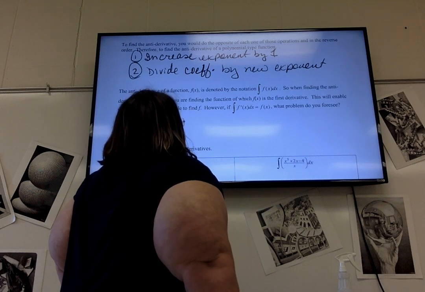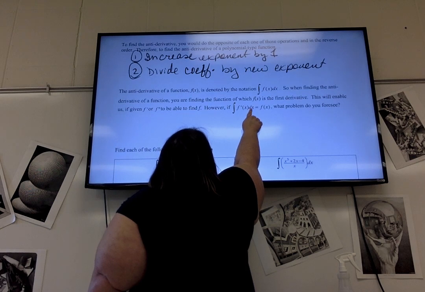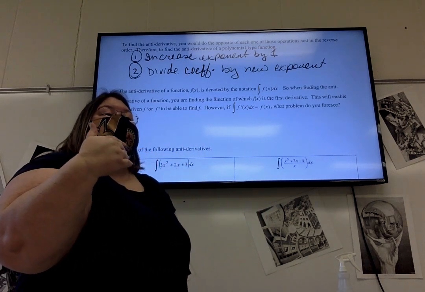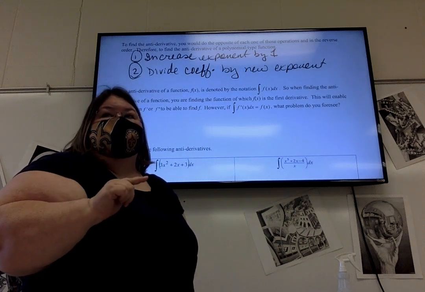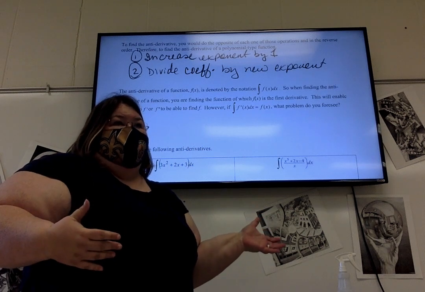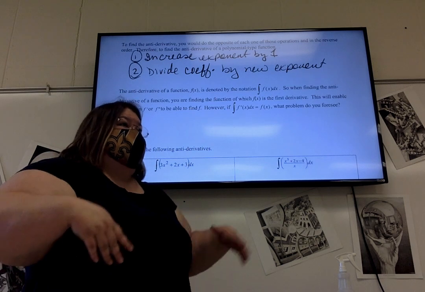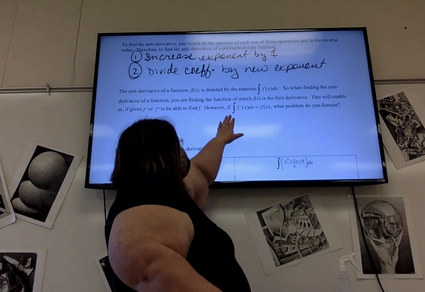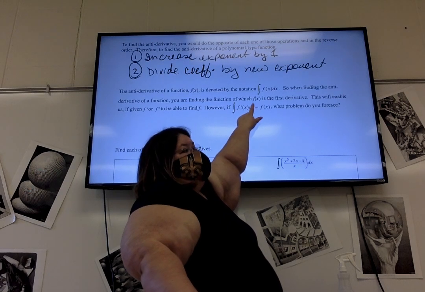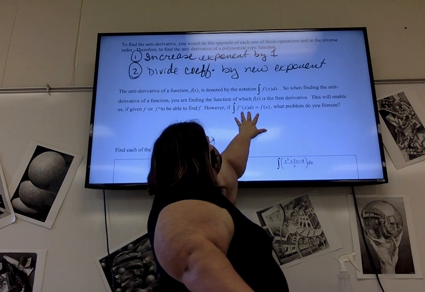However, the antiderivative of f prime of x, this dx, allows you to know what you're taking the antiderivative with respect to. Because sometimes you won't just have x. Sometimes you'll have an x and a y. Sometimes you'll have other letters. So it's just telling you, hey, we're taking the antiderivative with respect to x. So does anybody see a problem here?